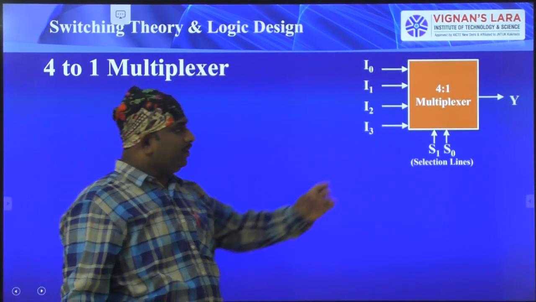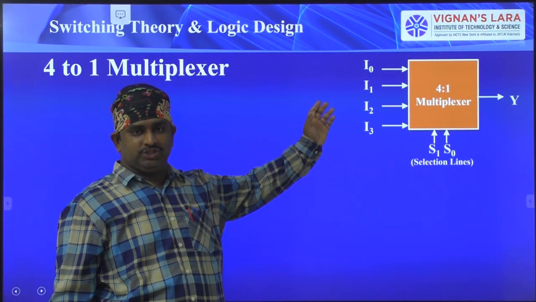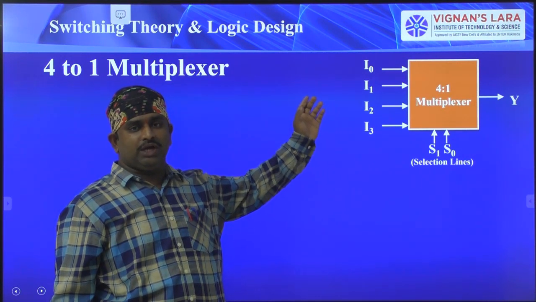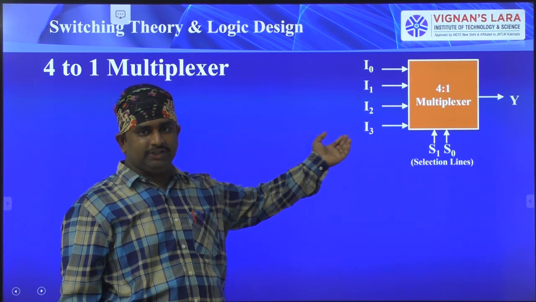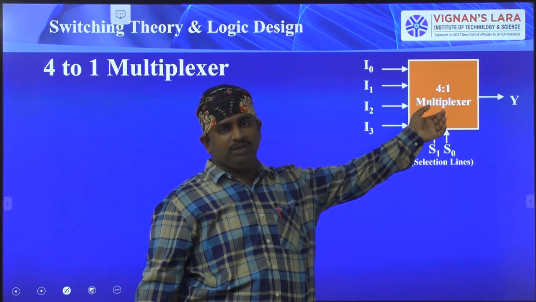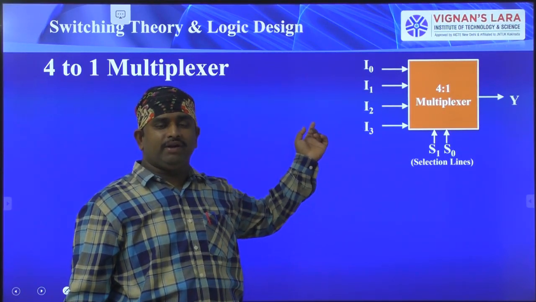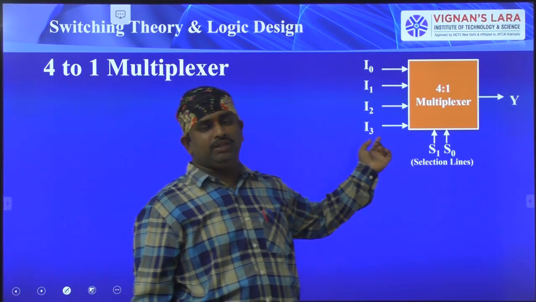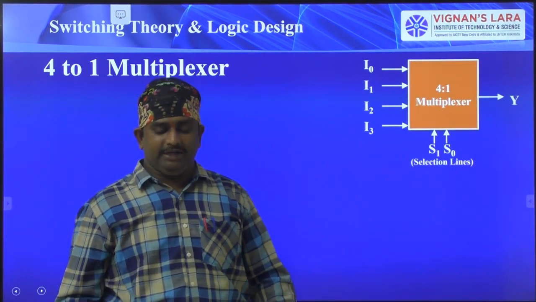Remember, once again I am defining the multiplexer. A multiplexer is a device which consists of many inputs, a single output and some selection lines. The output of the multiplexer is any one of the 2 power n input lines based on the n selection lines. This is the definition of a multiplexer.